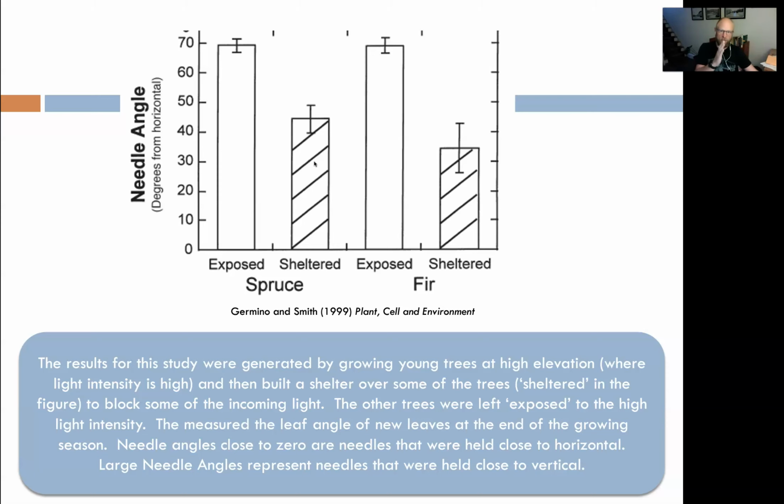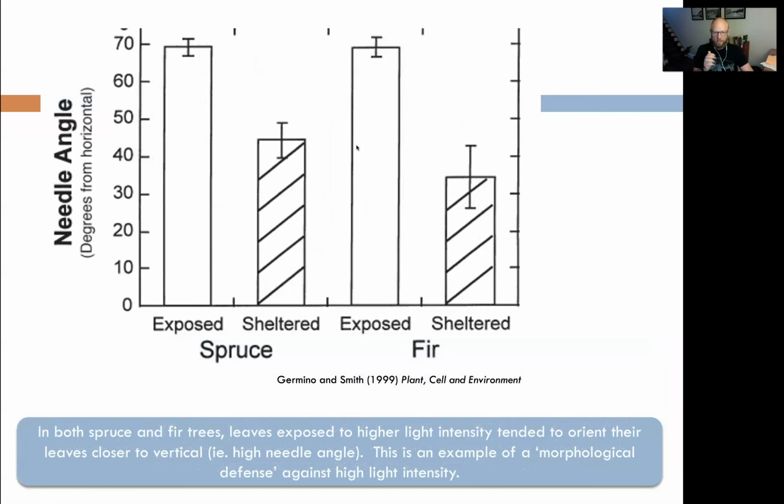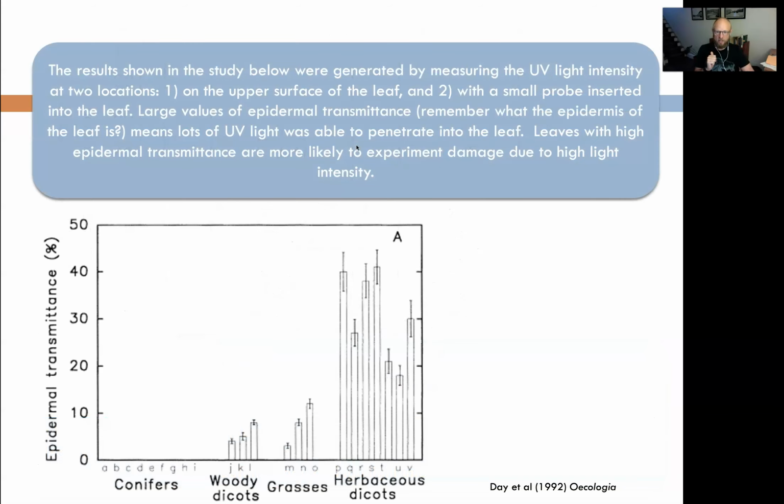And this is really all about beam spread, right? So if you're growing more vertically, the solar energy is being spread out over a larger surface area and less is getting into the leaf. And so that's helping prevent this photoinhibition from occurring. Okay, so I've got some text on there to help summarize those results. So that was needle angle.